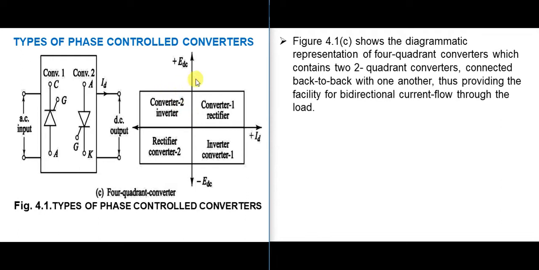We will discuss all these in detail, and then only we will understand why it is called a rectifier or inverter. Whenever we are getting only positive, it is rectification. Whenever we are getting only negative, it is inverter. And when we are getting one of the parameters as positive and another parameter as negative, then it is called an inverter.